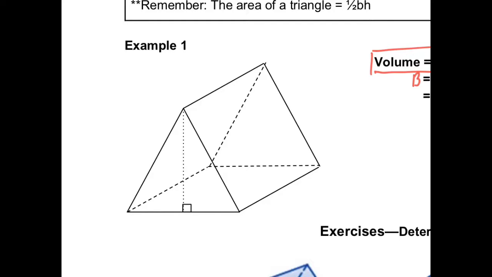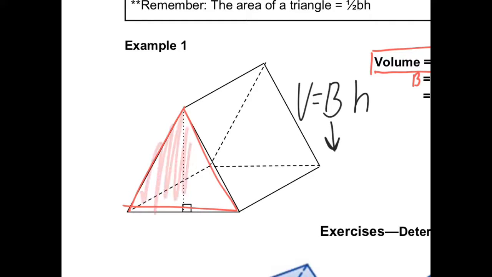All figures or all prisms are named by their base. So if it's a triangular prism, it has a triangular base, just like with the rectangular prism, we had a rectangular base. So now what we're going to be doing is we're going to find the area of that base. Our formula for volume is the same thing, but big B is the area of our base, meaning we need all of this area right here.